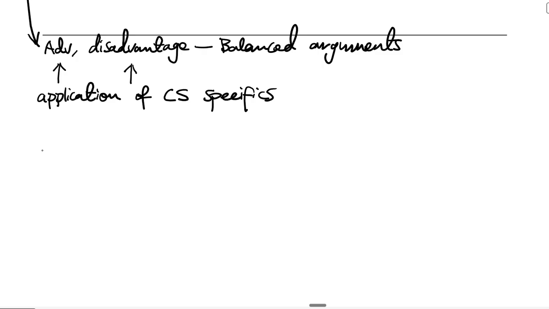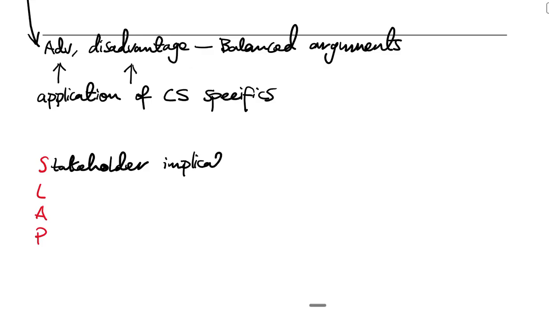So the acronym I want you guys to use is SLAP whenever you're doing your advantages, disadvantages, and your conclusion. I want you to think of, sorry, let me do this in red so it stands out. Stakeholder implications, right? The implications, long term, short term. What is the impact of this plan in the long term, short term?